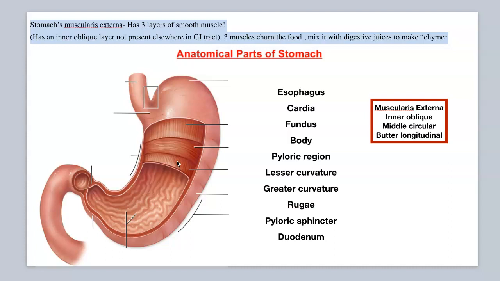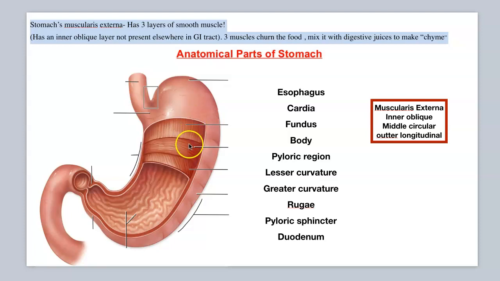And we were talking about the muscularis externa. Everywhere else in the GI tract, we have two layers, an inner circular and an outer longitudinal layer. In the stomach, we have a third layer in our muscularis externa. We have an inner oblique layer. Now, the outer layer is always going to be the longitudinal layer. No matter where you are in the GI tract, the outer layer is always the longitudinal layer.